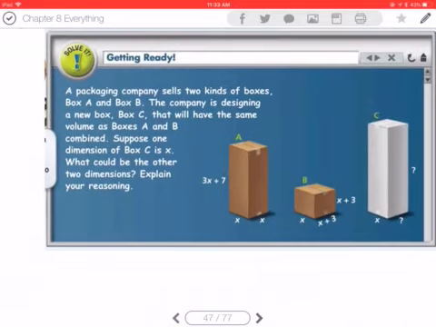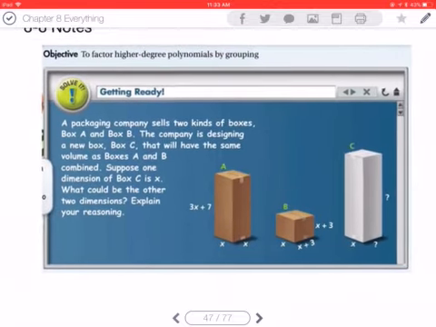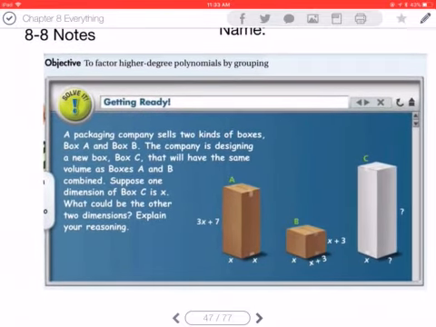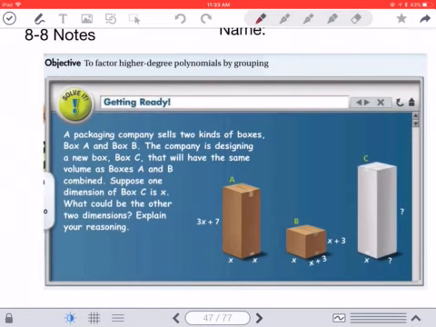All right, Algebra students, welcome to 8-8, the last section here for Chapter 8. So the goal of today is to learn one more method of factoring, so factor by grouping.